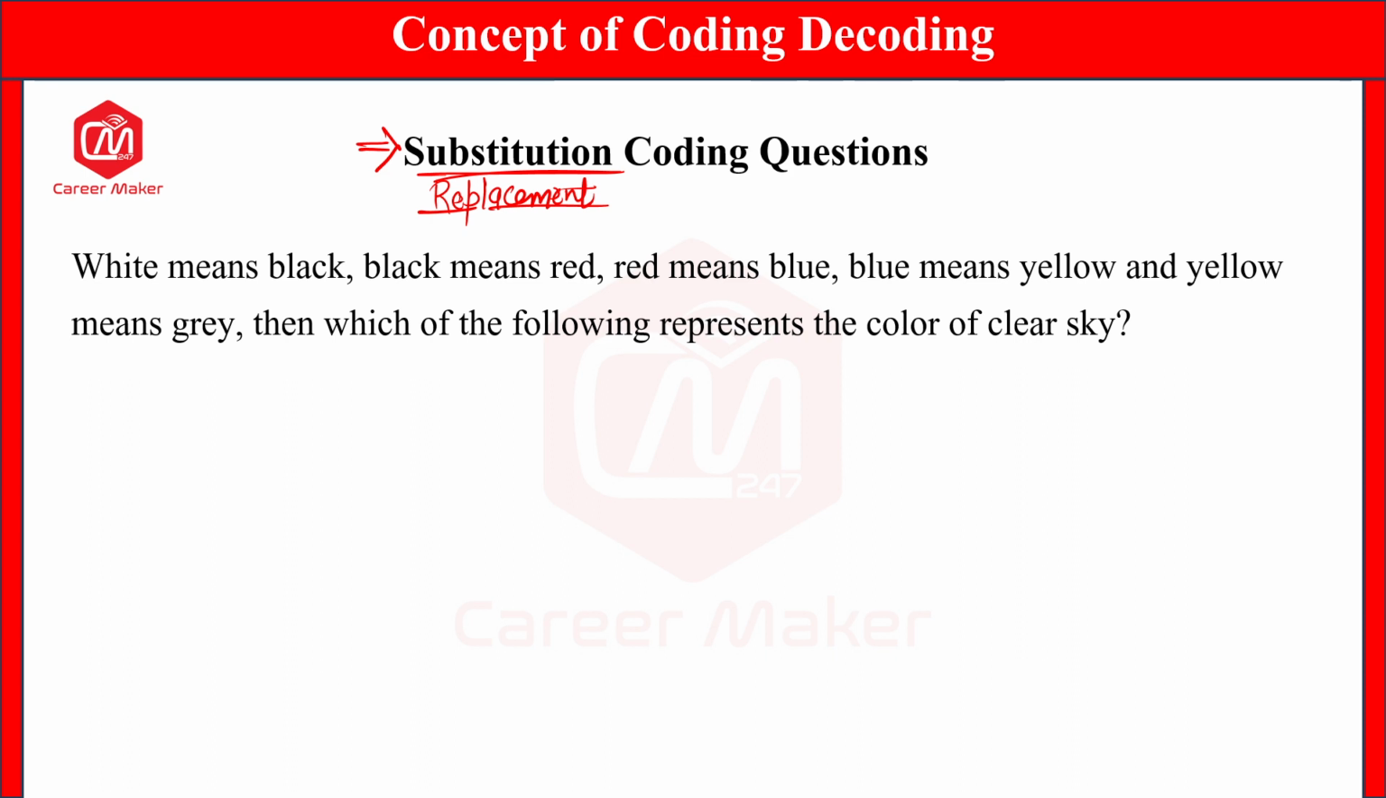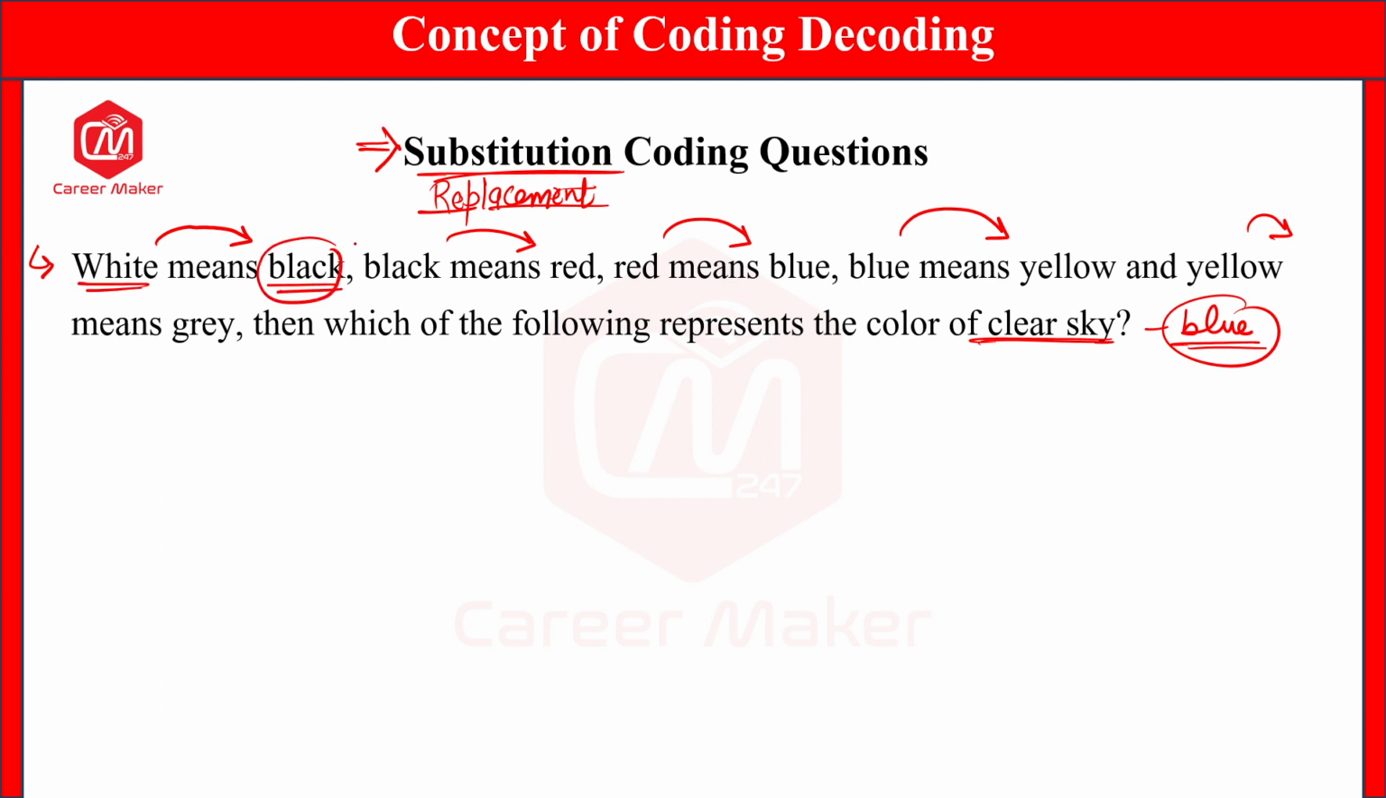So when substitution started coming into the exam, it was coming like this. White means black, black means red, red means blue, blue means yellow, yellow means gray. Then what will be the color of the sky? Obviously the sky color will be blue, right? What people generally believe is that blue is written as yellow, yellow is written as gray, therefore blue is gray. But no. White's code is black.